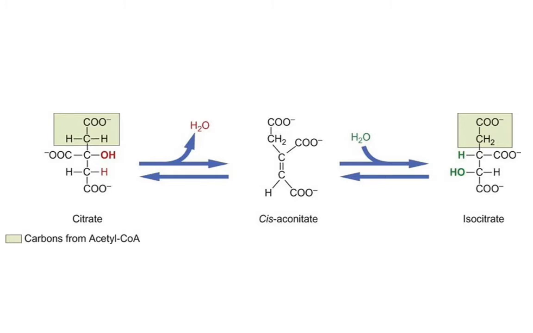Okay, so again, once citrate is formed, the next step is to move that hydroxyl group on the third carbon to the number 2 carbon to make isocitrate.